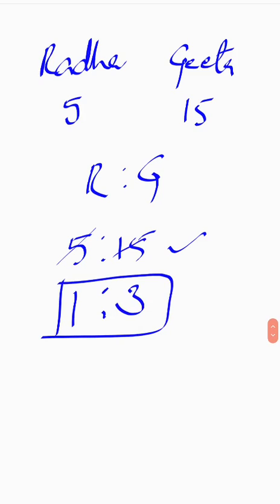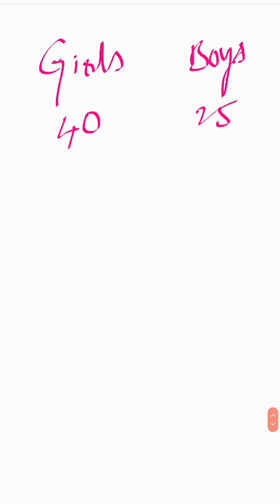After finding the ratio, how do we compare the apples Radha and Geeta have? After finding this ratio, we can compare. For example, Radha has 1/3 of what Geeta has, or otherwise Geeta has 3 times more than Radha. That is the conclusion we can give. So Radha has 1/3 of Geeta's and Geeta has 3 times Radha's. That is the conclusion.